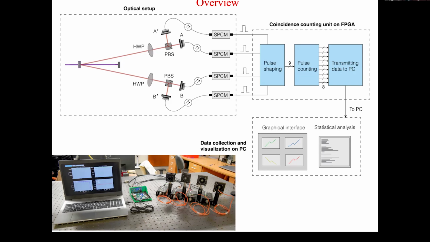So these pulses then go into our electronics. We have made special electronics to shape these pulses. These pulses don't look very nice, so they have to be shaped a little bit, and then we count the pulses, put everything in a register and transmit the data to the PC. And the PC does all the graphical analysis and all the statistical analysis.